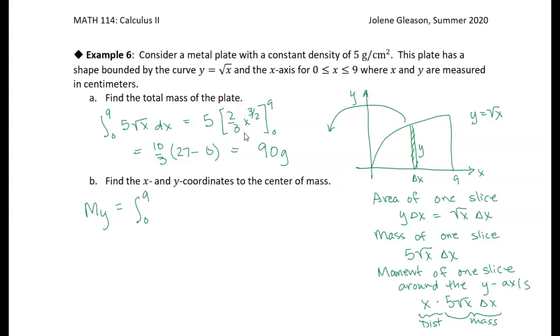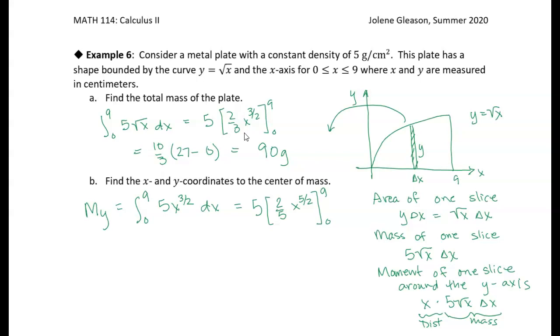So now if I take x times the square root of x, I get x to the 3/2. So I get 5x to the 3/2, and then as the number of slices goes to infinity, this delta x becomes dx. Okay, so I just need to integrate that, and I'll have it. So let's pull the 5 out front, and then the integral of x to the 3/2 is 2/5 x to the 5/2. And we're going to integrate that from 0 to 9.